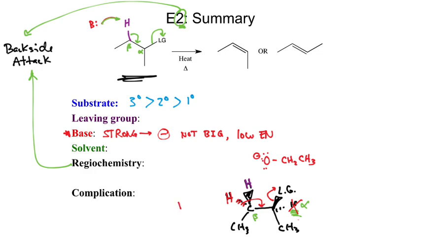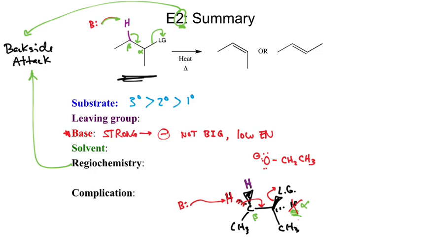The base has to come in from the backside to remove the hydrogen. Why does the base have to come in from the backside? Well, what's the leaving group leaving with? Electrons. What's the base bringing in? Electrons, which is why the base has to be as far away from the leaving group as possible, which is why it's removing the hydrogen on the back side.